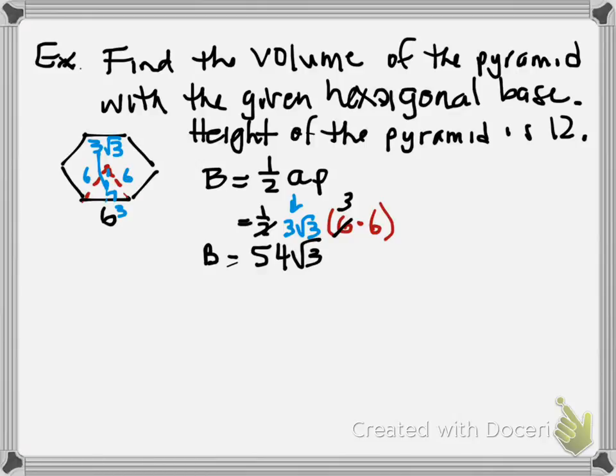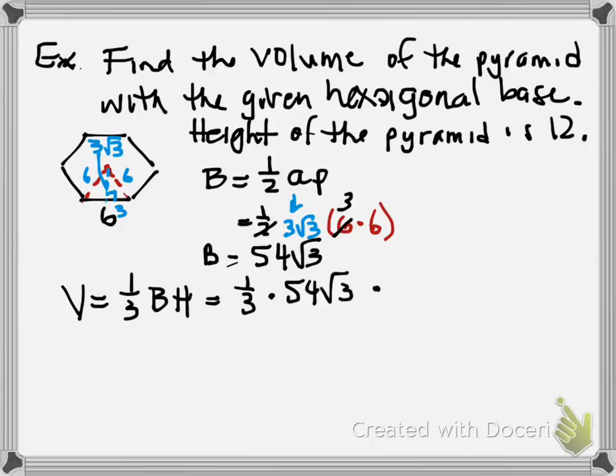Now I'm going to put that into the volume formula. Volume is 1/3 the area of the base times the height of the pyramid. So I get 1/3 times 54 radical 3 times 12. Now I can take 1/3 of either 54 or 12. It doesn't really matter, it's whatever you want to do. I'm going to take it of the bigger number. So that goes into 5 once with 2 left over and into 24 8 times. So now I've got 18 radical 3 times 12.